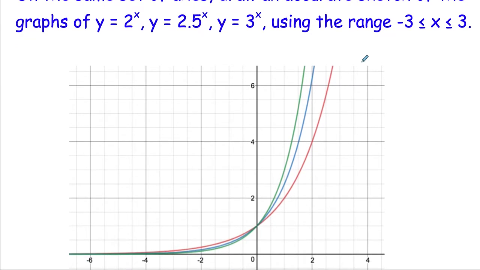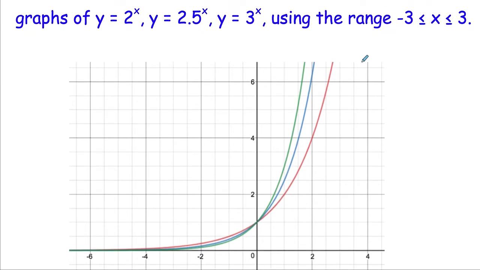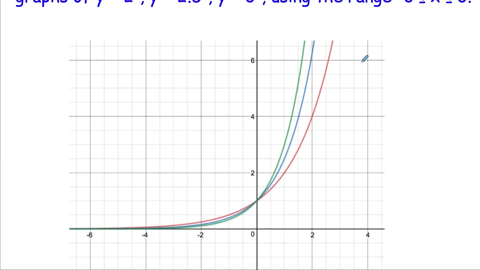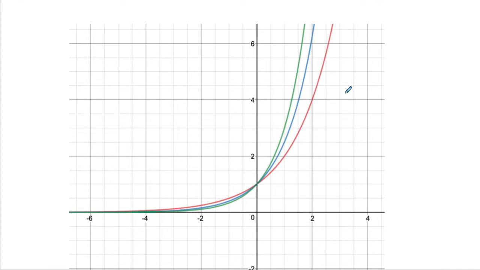What you are going to need to know is how to spot the difference between each of these three graphs. So if you were given these three exponential functions, which one would be which? And the telltale sign is not the Y-intercept, because that's 1 every time.